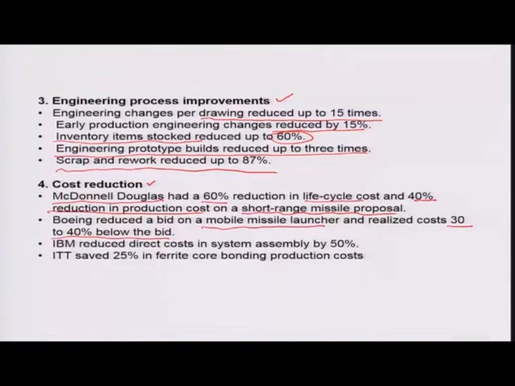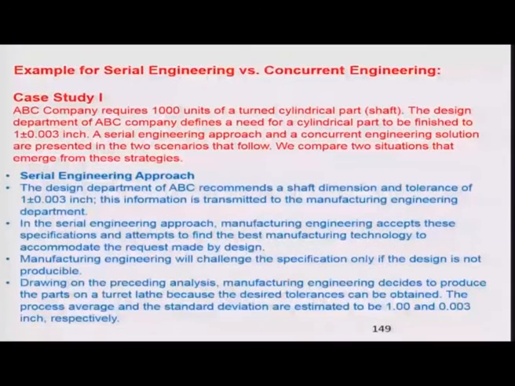Similarly, IBM could reduce direct costs and system assemblies by almost 50%, and ITT saved about 25% in the ferrite core bonding production costs by using concurrent engineering. So, there are numerous examples cited in literature where you see how important it is to design with a concurrent philosophy. We will now investigate a small model based problem.